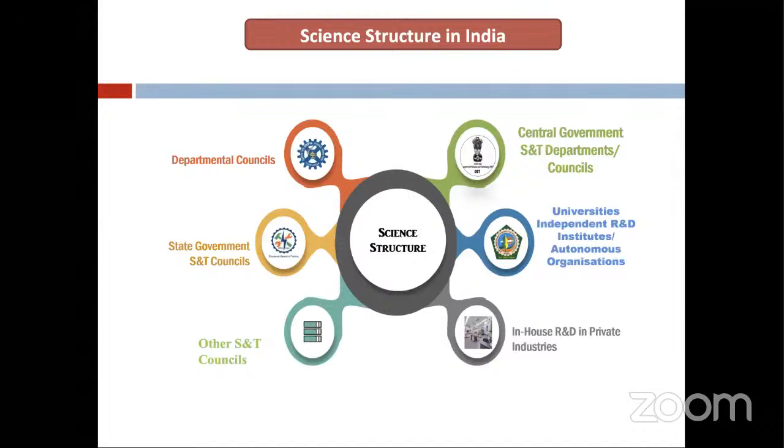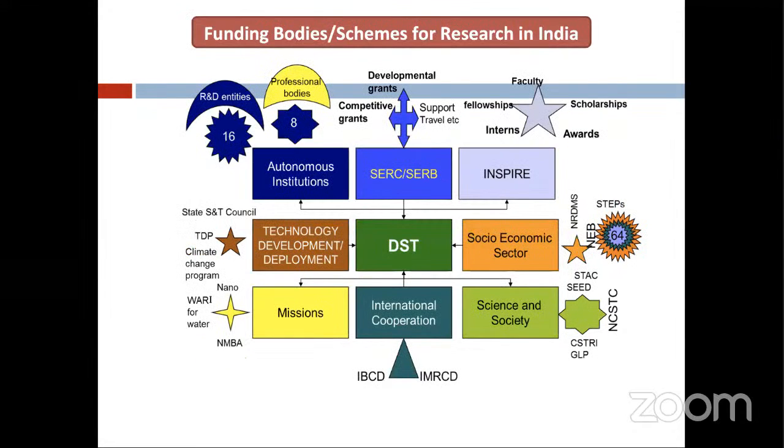This is the science structure in India, where we have central government science and technology departments or councils. We have universities, independent R&D institutes, autonomous organizations like CSIR. Industries have in-house R&D divisions, so there are also job opportunities. Other S&T councils, state government councils, departmental councils. So there are different opportunities or science structures in India.